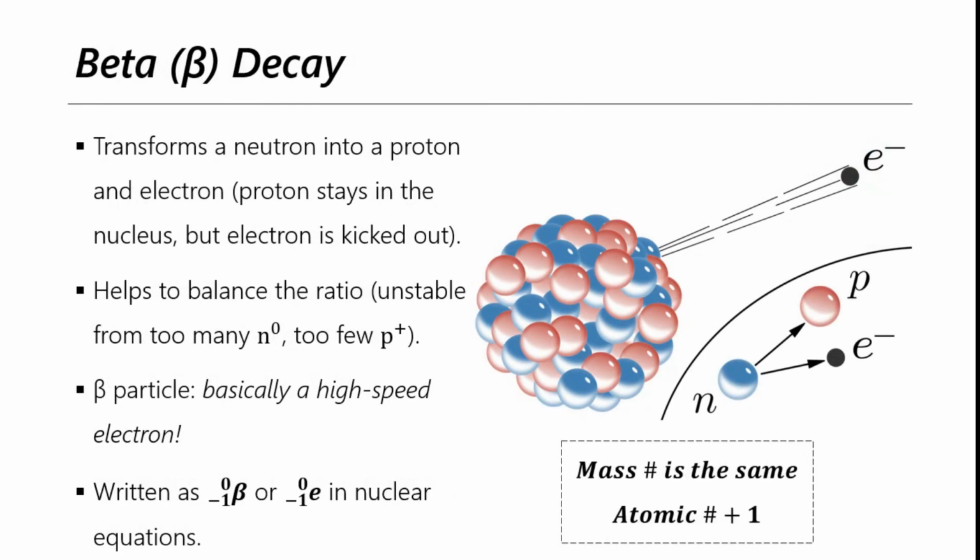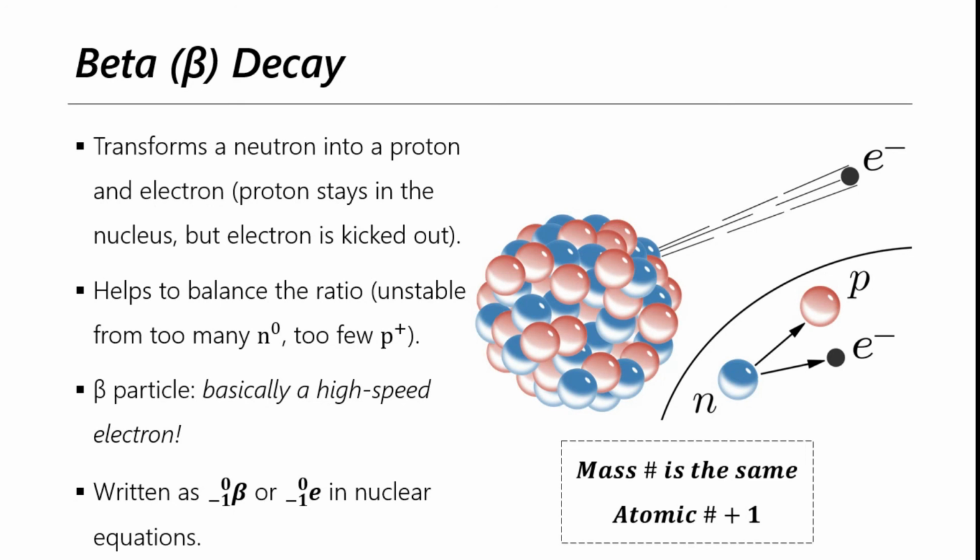In beta decay, we end up trying to balance the ratio of protons to neutrons by transforming a neutron into a proton and an electron. Now, technically, if you go look deeper into this, there's also, I think, a neutrino in there, but we can ignore that for now.